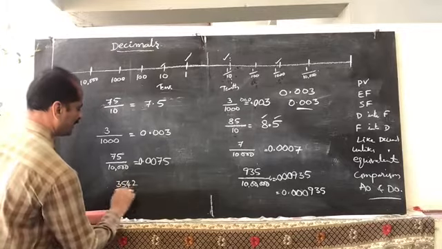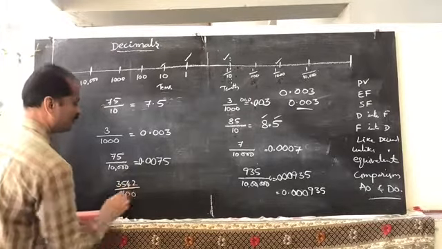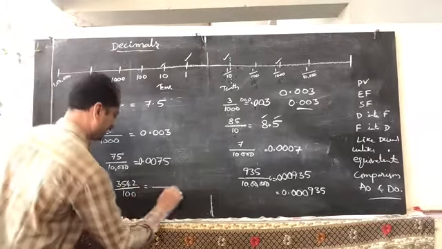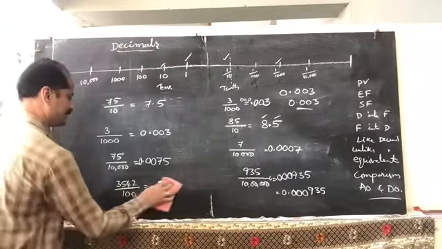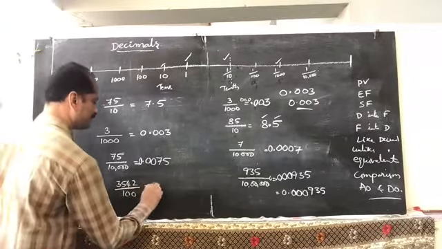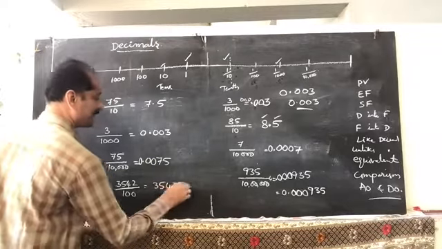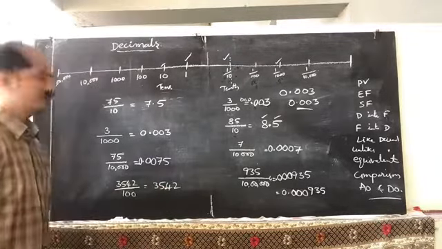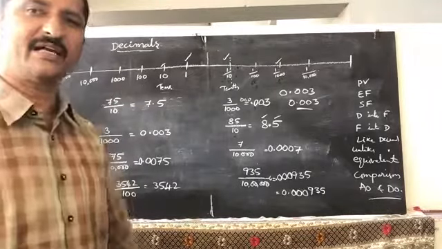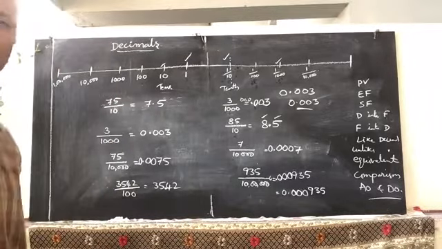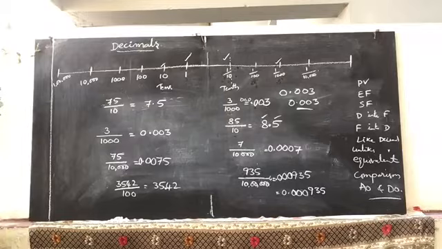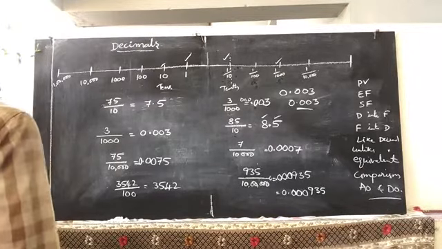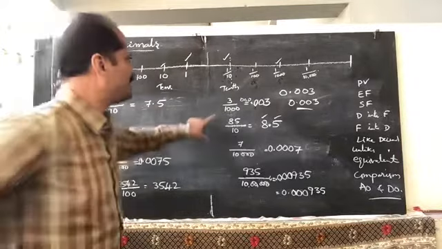3542 by 100. There should be 2 digits in the decimal part, so write down the number as it is, 3542, and with 2 digits, 1, 2, put the point. So 35.42. Like this, you can convert a fraction into a decimal easily. Understood? For conversion of fractions into decimals, you have to remember this carefully.